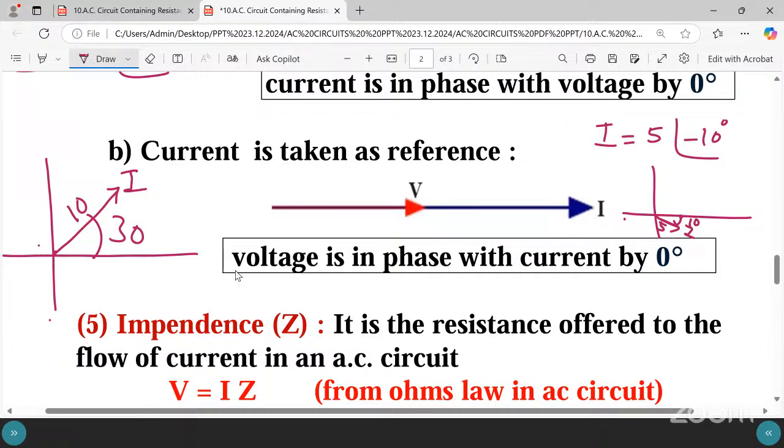See the magnitude. Here the magnitude is 10, and it is very large. Now see this one, 5. It is very small. So this is called phasor. This is the concept of phasor.